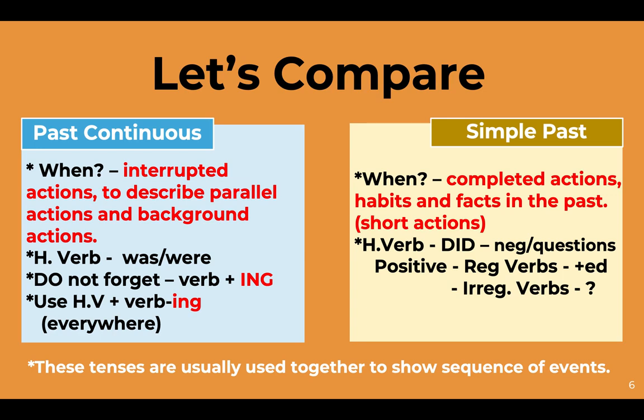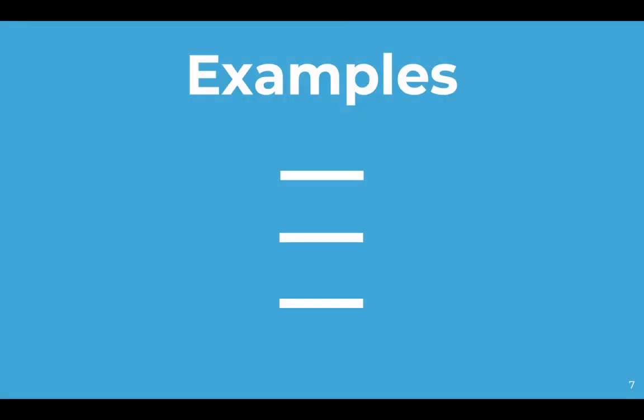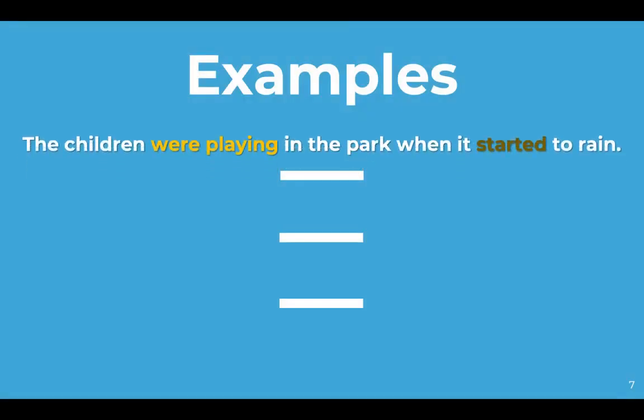These tenses are usually used together to show sequence of events. So you will find the past continuous and the simple past together in a sentence. And I'm going to show you some examples. The children were playing in the park when it started to rain. Okay, so they were playing, so this is continuous. Long time, we can say, more or less. And then started to rain. Like right there, it started to rain.